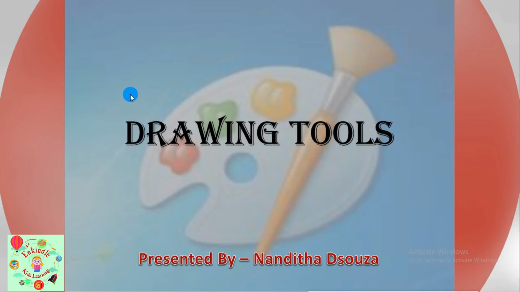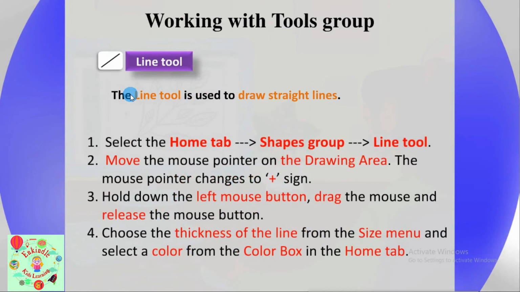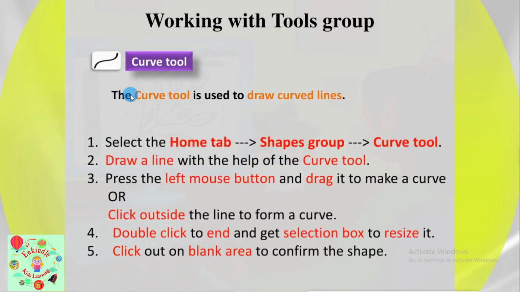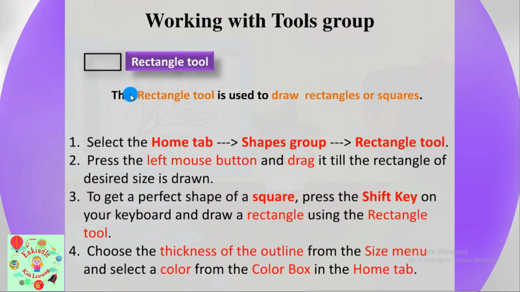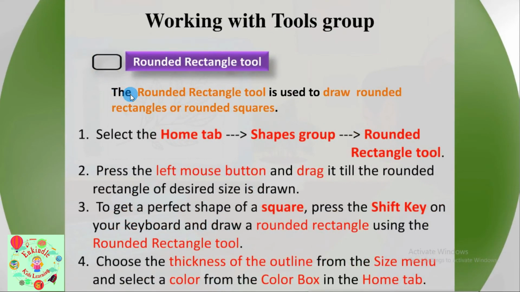Let's take a quick recap on what we studied. First, we studied about the line tool. The line tool is used to draw straight lines. Then, we studied about the curve tool. The curve tool is used to draw curved lines. Then, we saw how to draw a rectangle and a square using the rectangle tool. Then we saw how to draw a rounded rectangle and a rounded square using the rounded rectangle tool.